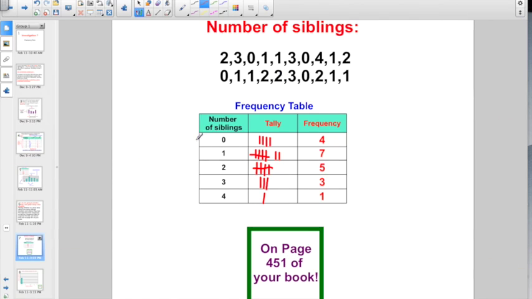So they made a little frequency table right now. You can see that 4 kids have no other siblings, no brothers or sisters at home. 7 kids have 1 brother or sister. 5 kids have 2 brothers or sisters. 3 kids have 3 siblings, and only 1 child has 4 other brothers and sisters at home, right? And again, this is all displayed on page 451 of your book.